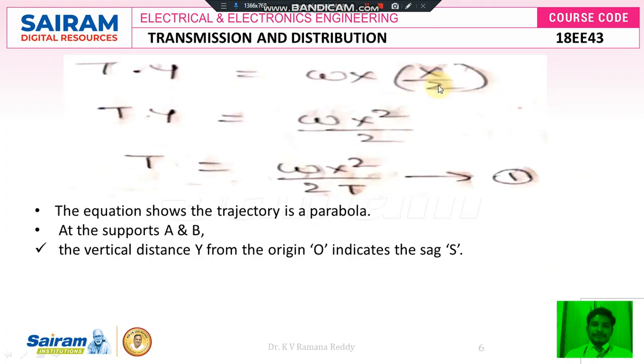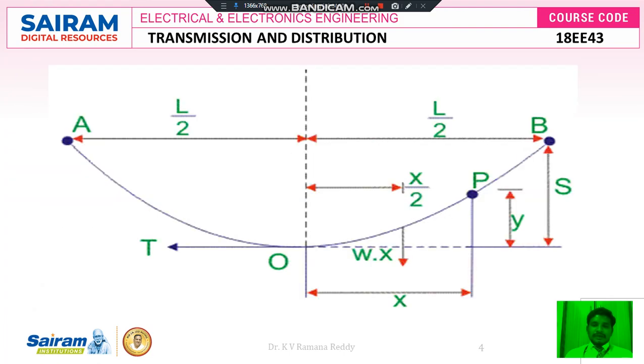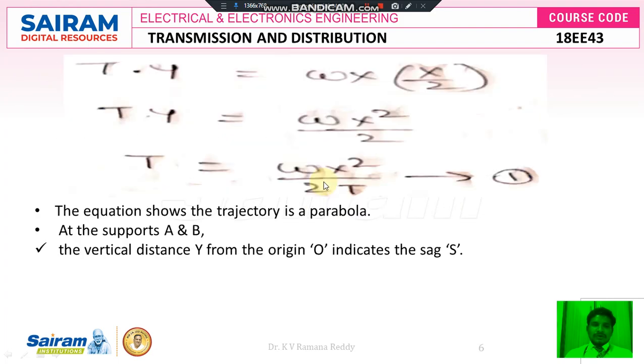Here x by 2 is the distance from the conductor origin O. So T into Y is equal to Wx into x by 2, which we can write as T into Y is equal to W into x square by 2. If I send T to the right hand side, then Y is equal to Wx square divided by 2T. This is represented as equation number 1.